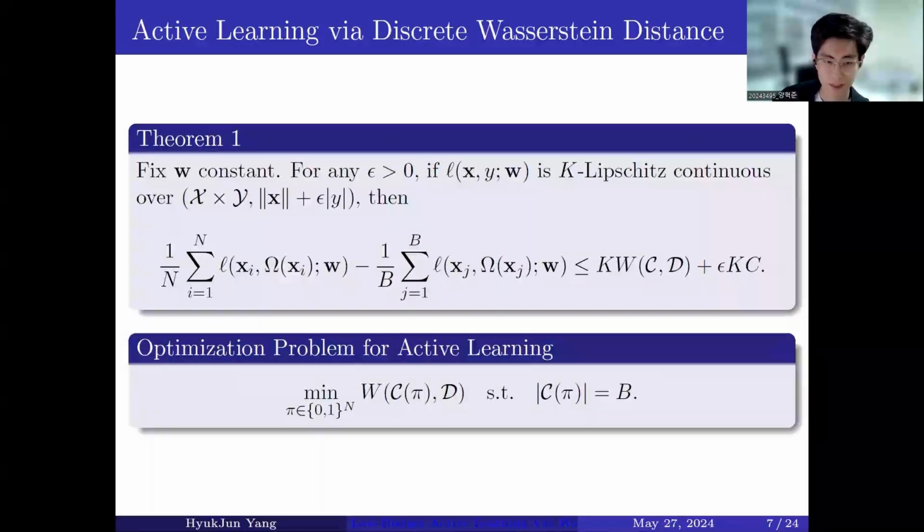Then the authors of this paper provided a new theorem stating that if the loss function is K-Lipschitz continuous, then the core set loss can be bounded by the Wasserstein distance between the distribution of the core set and the unlabeled data pool D. Therefore, the key point is that minimizing the Wasserstein distance will minimize expected risk. But how do we actually select such samples in practice?